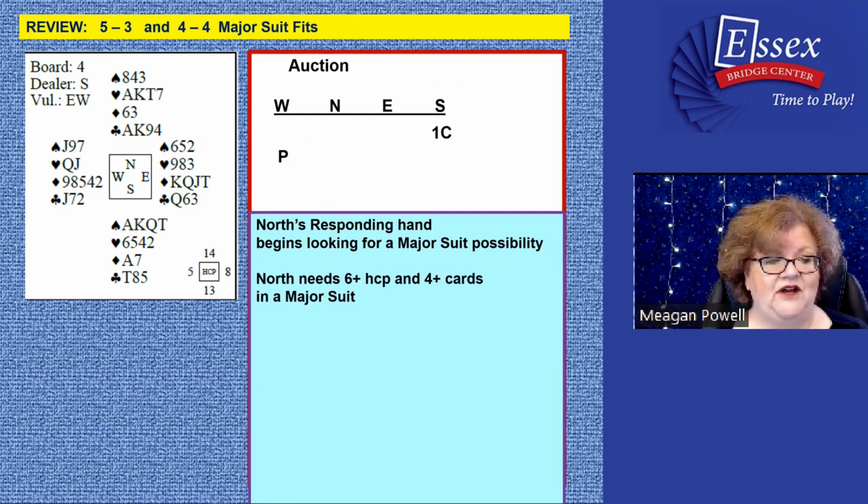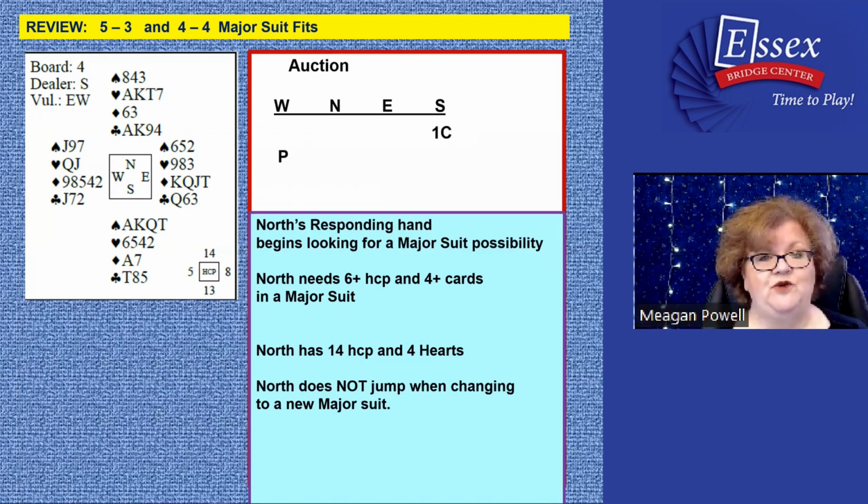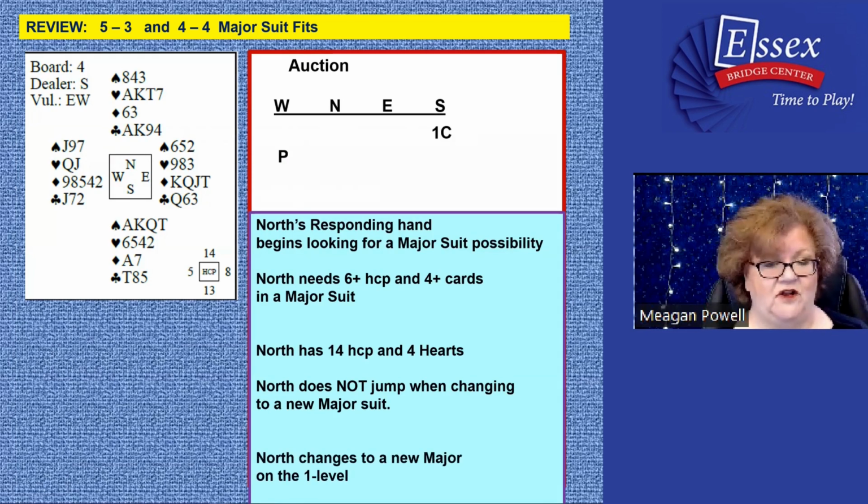You need at least 6 high card points. You need at least 4 cards in a major. You have 14 high card points and you have 4 heart cards. You do not jump, responders, when you change to a new major suit. You always change to that new major on the 1 level. Again, you do not know for sure you will find a major suit fit by doing this. So North, with your 4 heart cards, you should make a first response in 1 heart.